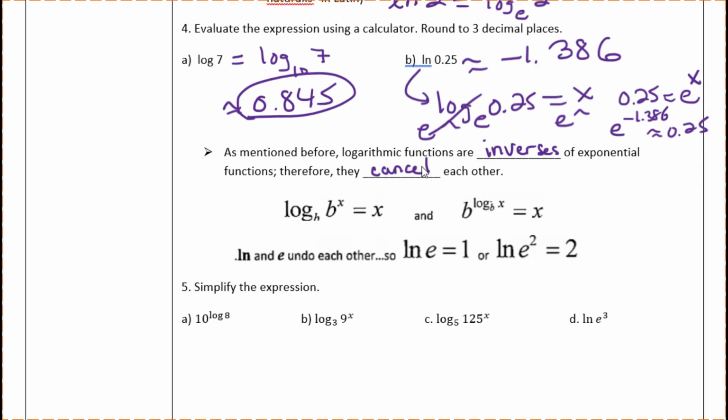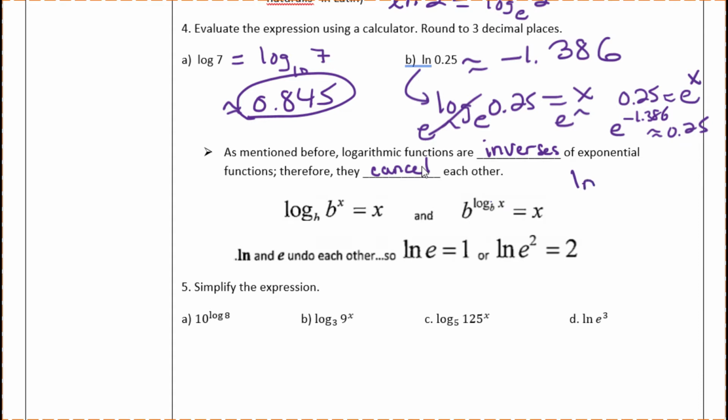And similarly, remember that ln is log base e. So that means log base e and e also cancel each other out, which is what we were talking about earlier. Therefore, if you were to do ln of e, they would cancel out and give you 1. If you were to do ln of e squared, they cancel out and give you 2. How do they cancel? Let me show you.